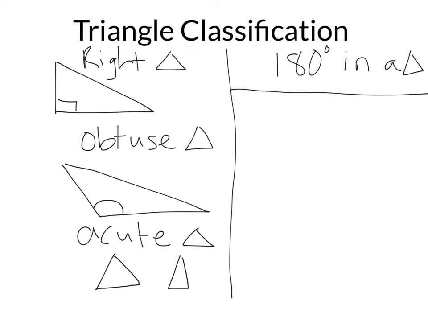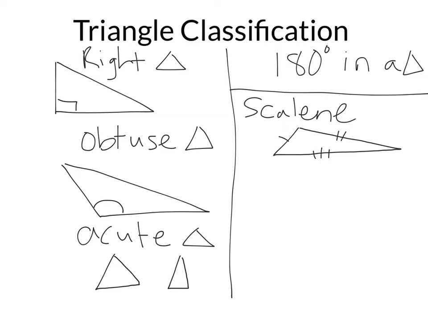A scalene triangle has all different side lengths. So we've got three different side lengths. None of these are congruent. Note those tick marks. All three are different. That's a scalene triangle.